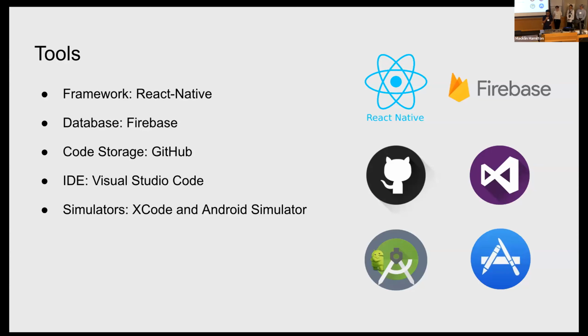For code storage, we are using GitHub as it provides features such as version control, collaboration, and tracking of code changes. For the IDE, we are using Visual Studio Code as it has a range of features such as debugging, version control, and extension support. And lastly, for the simulators, we are using Xcode for iOS testing and debugging, and Android Simulator for Android testing and debugging. Now I'll pass on to Lolita to talk more about the build.